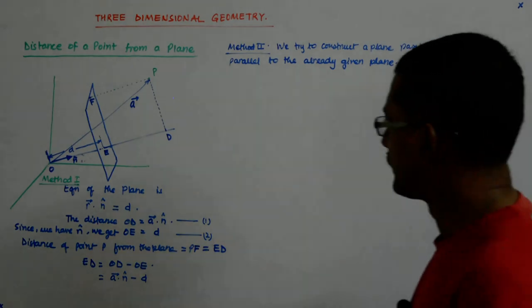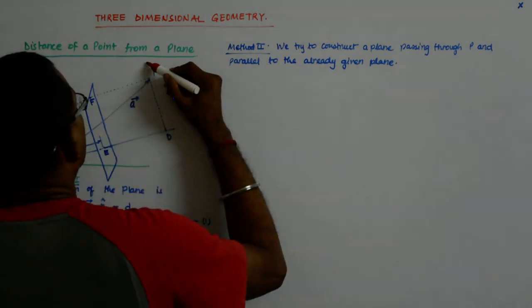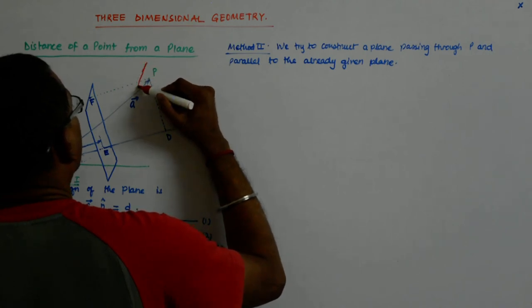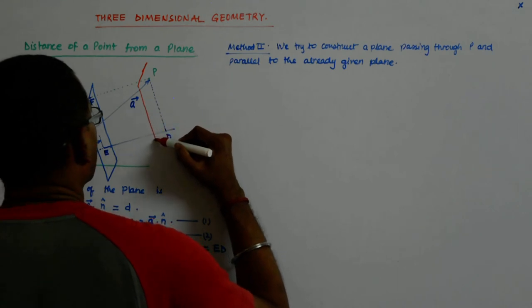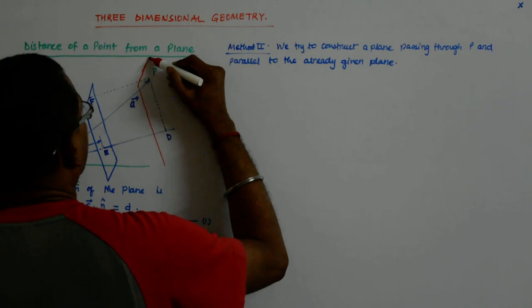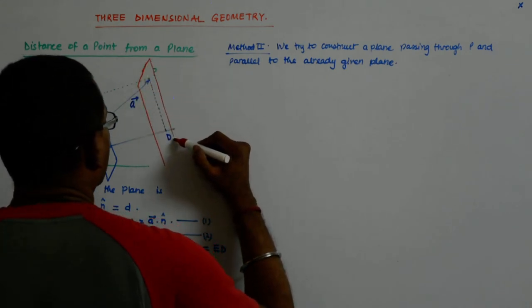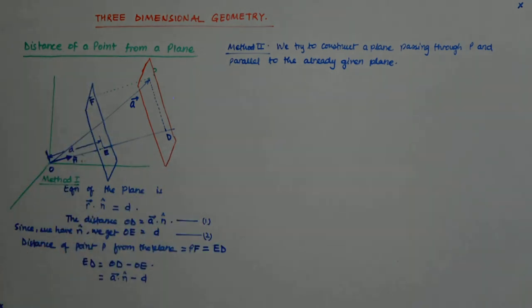Parallel to the already given plane. That means we try to, I'm constructing this, okay? Sort of this. I'm trying to construct a plane here. This red one. Do we get the point?